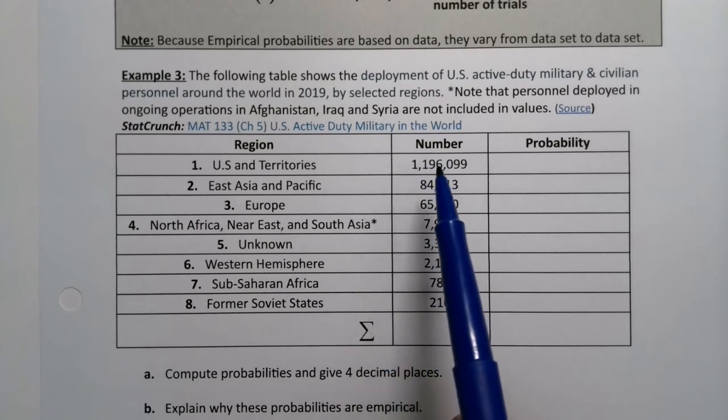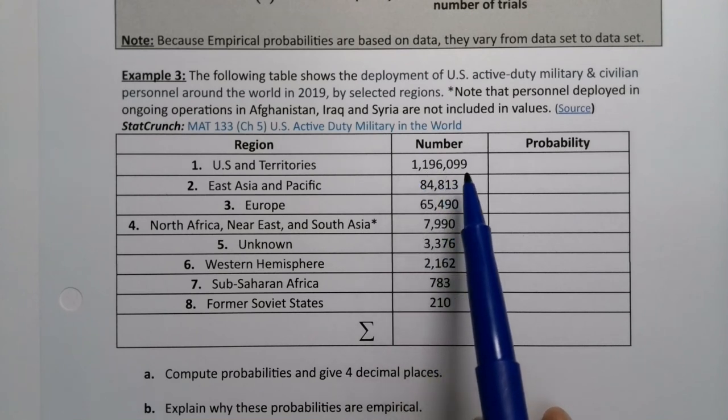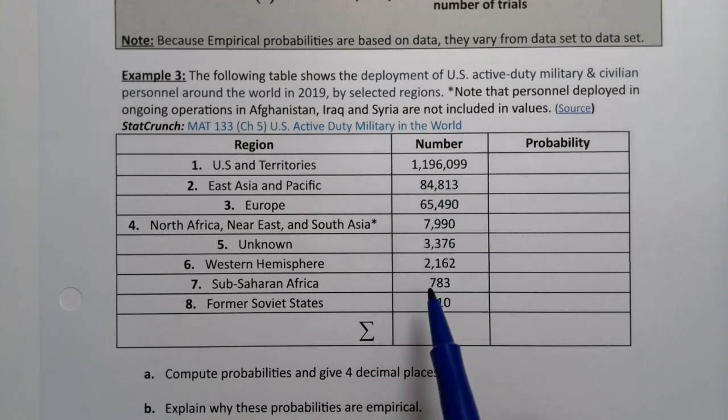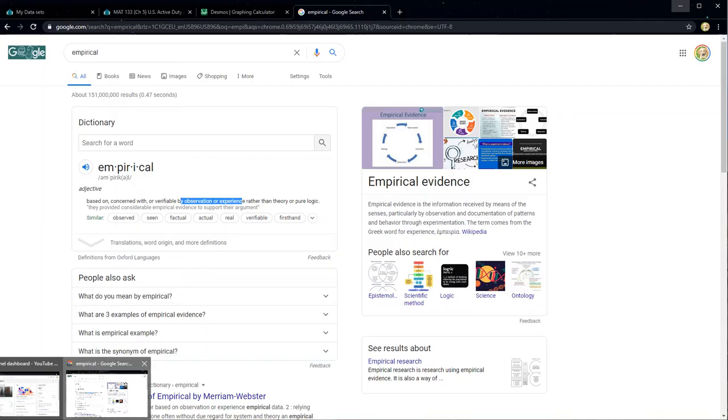And you can see, you have a huge number in the US and territories: 1,196,099 and so on. Now remember, this notation down here means I want to find the sum. I want to find the total. So I would want to add all these up. Of course, you can do that with a calculator. That's perfectly fine. But wouldn't it be nice if StatCrunch would just do the whole thing for us?